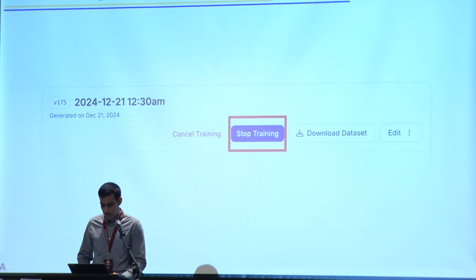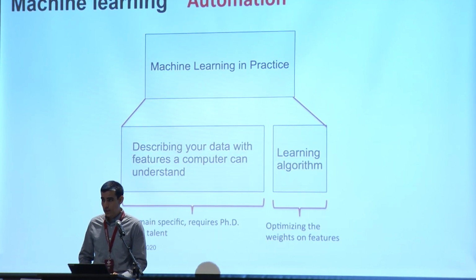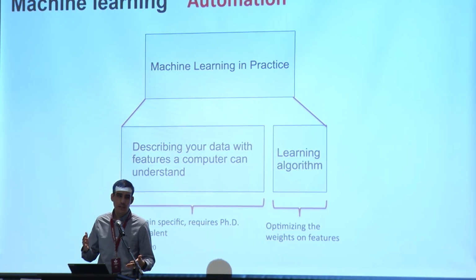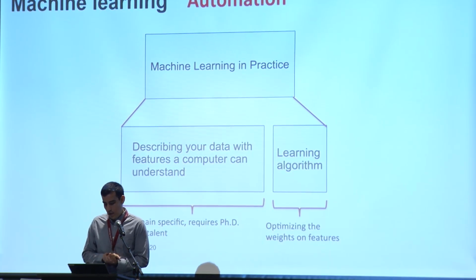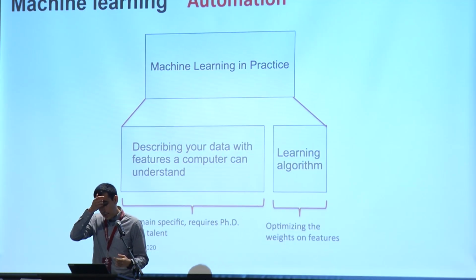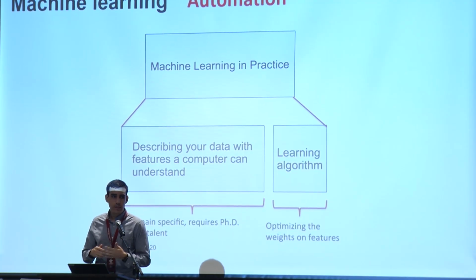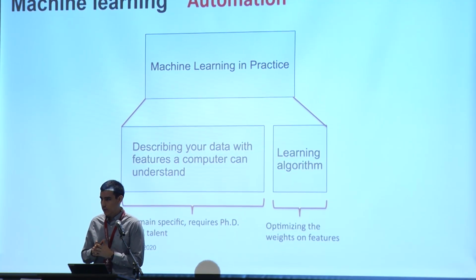Okay, so during the training, I want to show you how machine learning works, so you can have an overall understanding. Machine learning in practice is just describing imagery features a computer can understand based on building a learning algorithm. Right now we build an algorithm inside RoboFlow, but there are other options where you can build your own code.